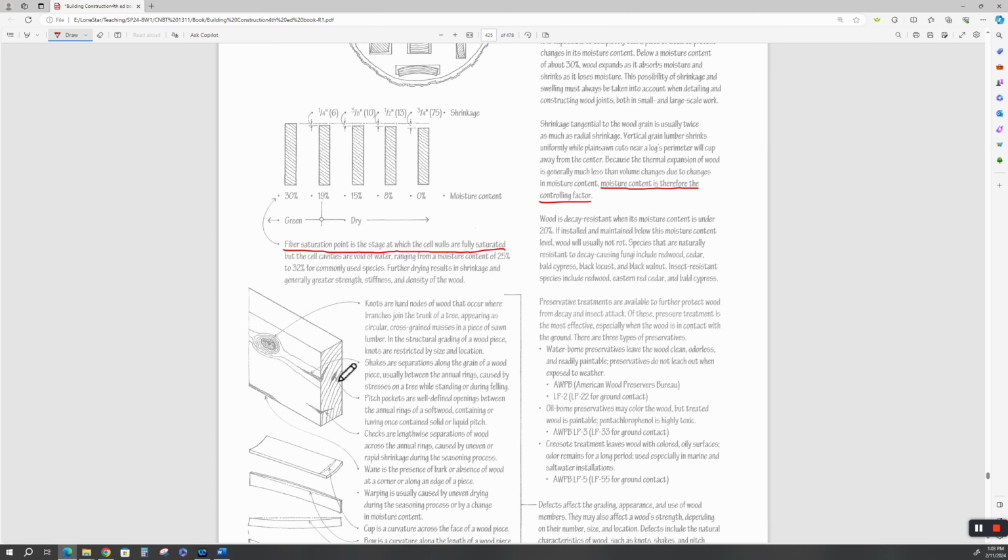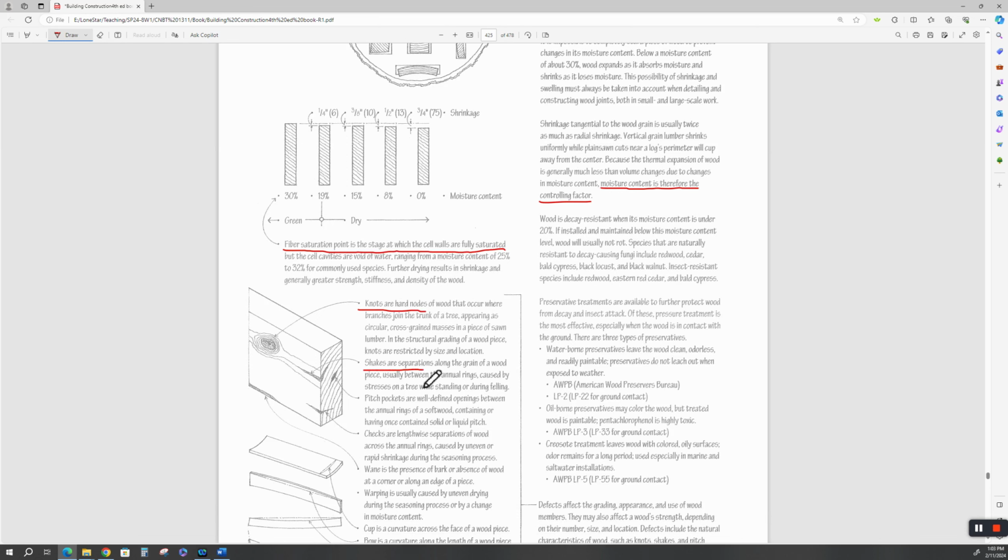All right, here's some terms. Knots are hard nodes of wood that occur when branches grow into the tree, before they cut it. Okay, he talks about the good, the bad, and the ugly knots.